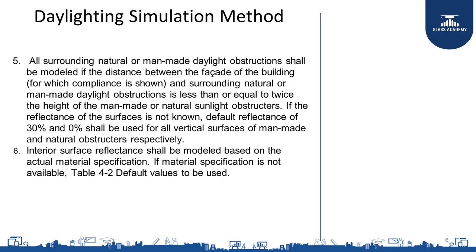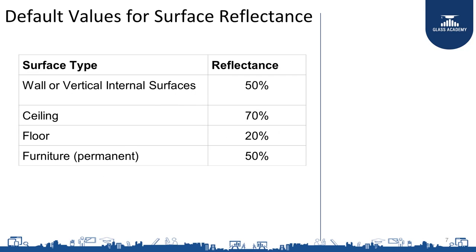If the reflectance of the surface is not known, default reflectance of 30% or 0% shall be used for all vertical surfaces of man-made and natural obstructors respectively. Interior surface reflectance shall be modeled based on the actual material specification. If material specification is not available, default values are given in table 4.2 and they have to be used. Here are the default values for surface reflectances. For wall or vertical internal surfaces 50%, ceiling 70%, floor 20% and permanent furniture 50%.